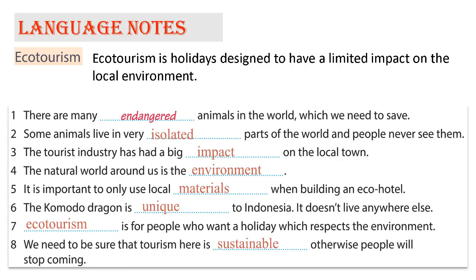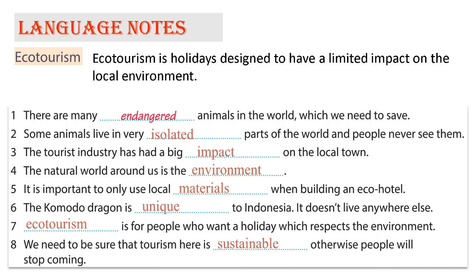Now let's move to other language notes that we should take care of. Number one, there are many endangered animals in the world which we need to save. عندنا كلمة endangered which means معرض للخطر، معرض للانقراض. Number two, some animals live in very isolated parts of the world and people never see them. Isolated parts يعني أجزاء منعزلة أو نائية of the world العالم.